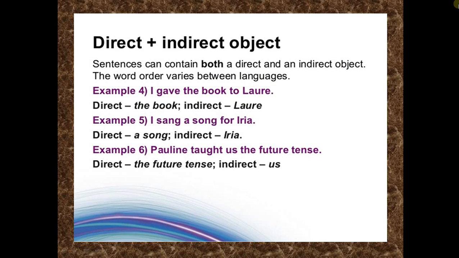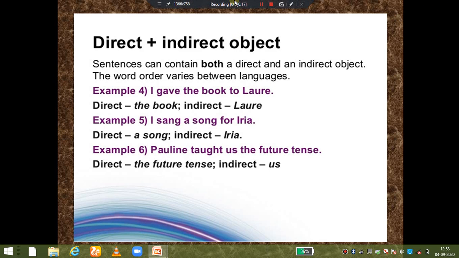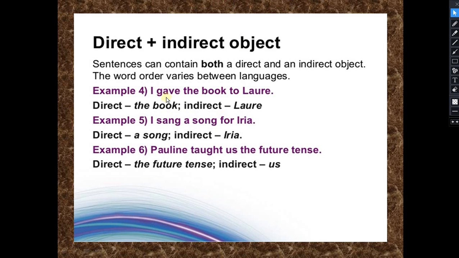Now just see the next one, where we have direct plus indirect object, both. How can you see both objects in the same sentence? A sentence can contain both a direct and an indirect object. Example: I gave the book to Lord. First of all, as I told you, you have to identify the verb. What is the verb here? The verb is gave.